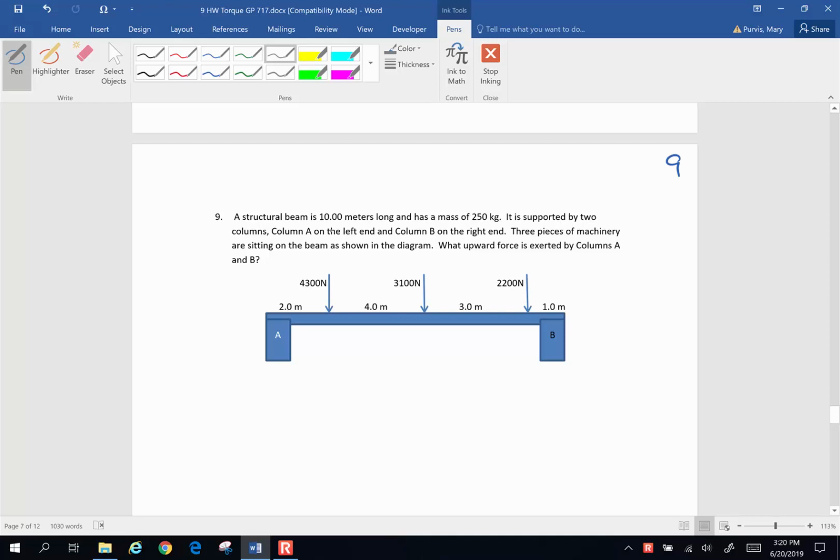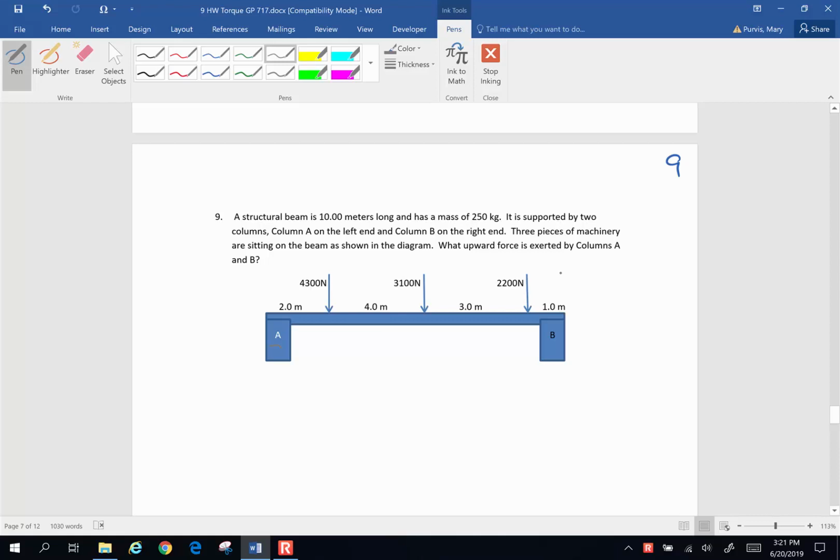A structural beam is 10 meters long and has a mass of 250 kilograms. It's supported by two columns, column A and column B. Three pieces of machinery are sitting on the beam as shown in the diagram. What force upward is exerted by column A and column B?